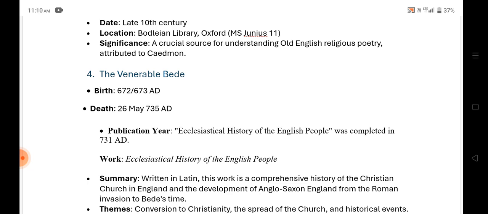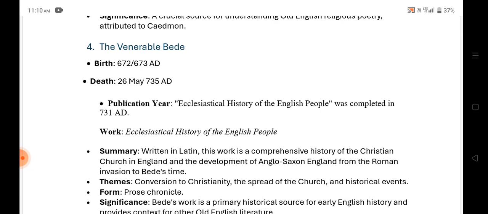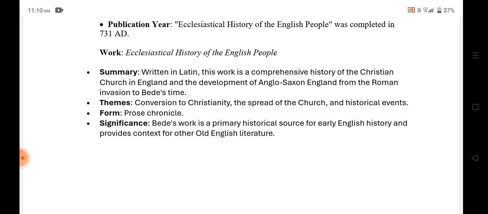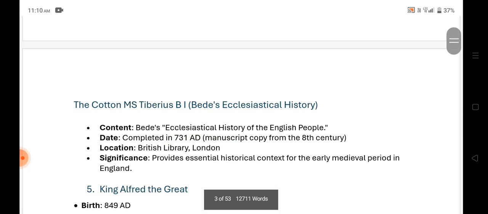Published Ecclesiastical History of the English People, completed in 731 AD, written in Latin. This work is a comprehensive history of the Christian Church in England and the development of Anglo-Saxon England from the Roman invasion to Bede's time, conversion to Christianity, the spread of the church, and historical events. It is a prose chronicle.